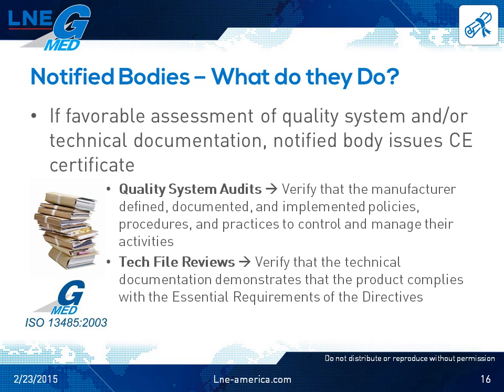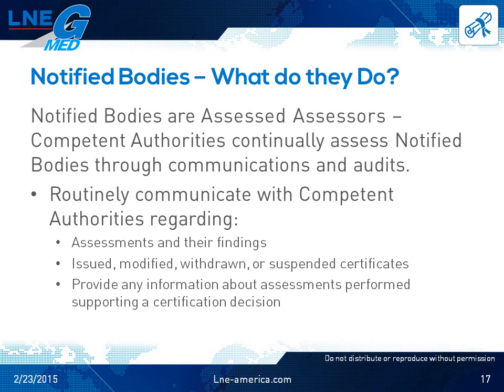A manufacturer can be assessed a couple different ways. First, a notified body can perform quality system audits, where it verifies that the manufacturer defined, documented, and implemented policies, procedures, and practices to control and manage their activities. Second, a notified body can also perform tech file reviews, where it verifies that the technical documentation for a device demonstrates that the product complies with the essential requirements. These two types of audits or inspections are the primary ways that a notified body performs conformity assessments.